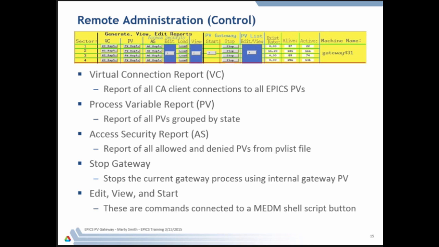When you've got 40 gateways, you need some kind of tools to be able to control all of them. I've also got some edit and view menus. You can see here for the channel access security, I have an edit button, a view button, which typically could be the same, and a start button, as well as edit and view for the PV list file. Basically, all that is a shell script that's attached to that button. It's not even a shell script.